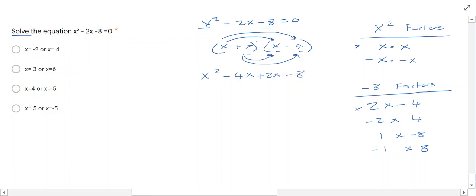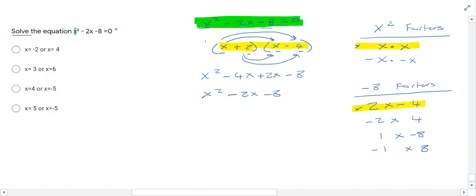Then we can collect these up. This is just x squared. Minus 4x plus 2x gives us minus 2x. And we're left with minus 8. So what we can see is that these factors satisfy the equation that we started off with. Okay, and this is the equation we're getting from here.